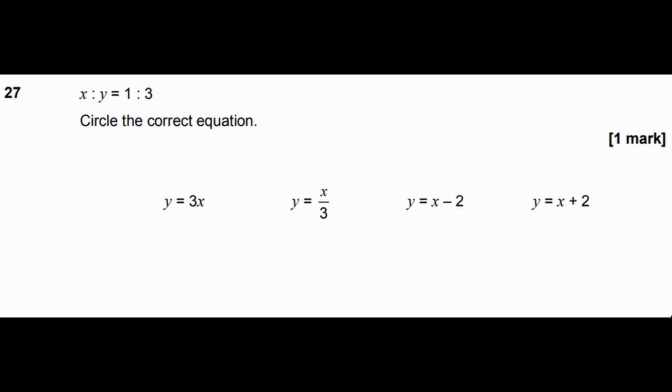Question 27. Ratio again. The ratio of x to y is 1 to 3. We're being asked to circle the correct equation that gives us this. Well, let's have a look at this. It means whatever x is, y is 3 times bigger. So y is 3 times x. Y equals 3 times x.